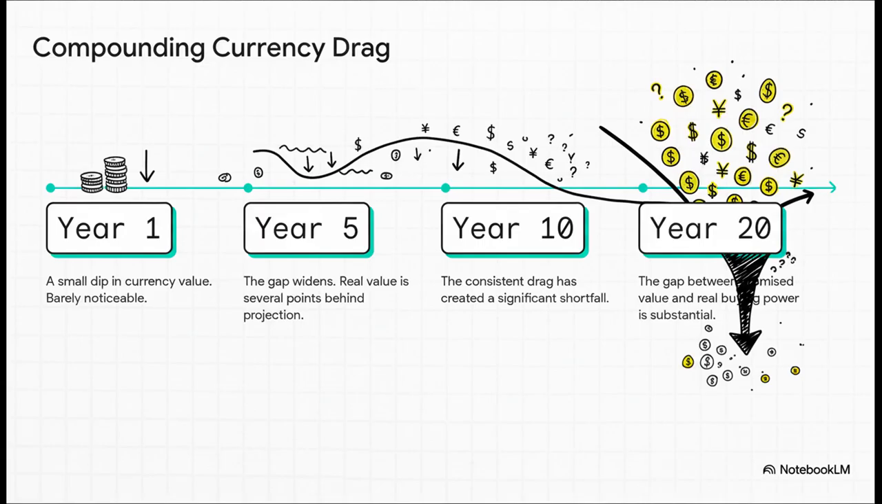You see, a small currency dip, maybe 1 or 2% in a single year, you barely even notice it. But annuities are long-term products. And over 10, 15, or even 20 years, that tiny, consistent drag compounds into a massive gap between the financial future you were promised and the one you actually get.